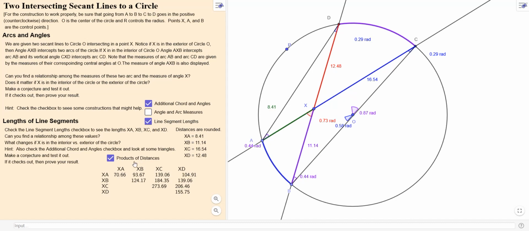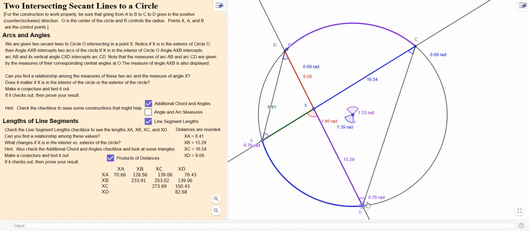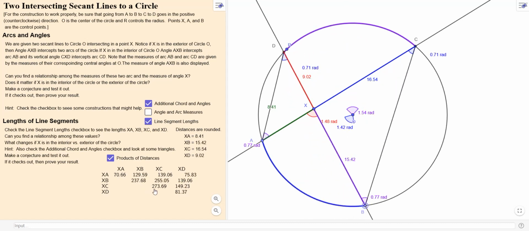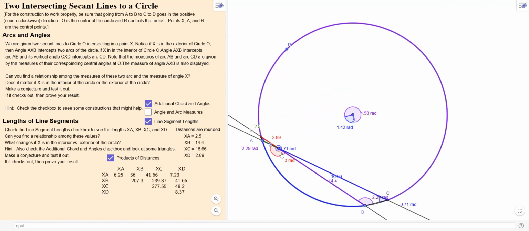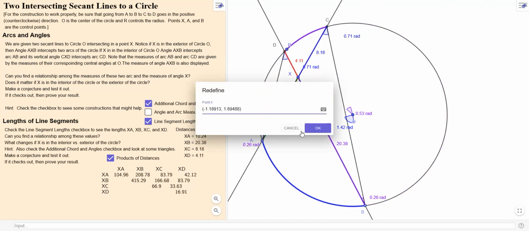Those two pieces give you the same as you multiply across here. XA times XC is the same as XB times XD. Those two are the same. See that? And so that's what happens there. If we move it around, as long as X is inside this, it works out.